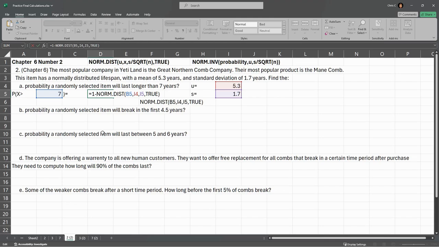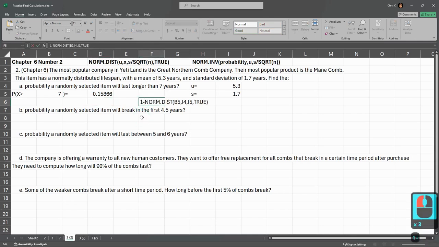Just stop and use your common sense and think, well, if the item is going to last longer than the average, the probability should be less than half. If it was shorter than the average, the probability is more than half. So that's how I use my intuition to correct this. So we actually use 1 minus right here, norm dist.